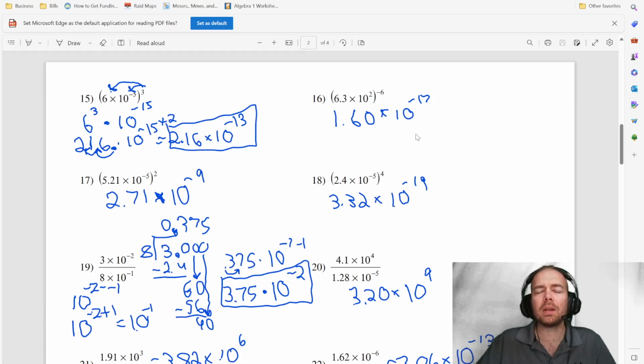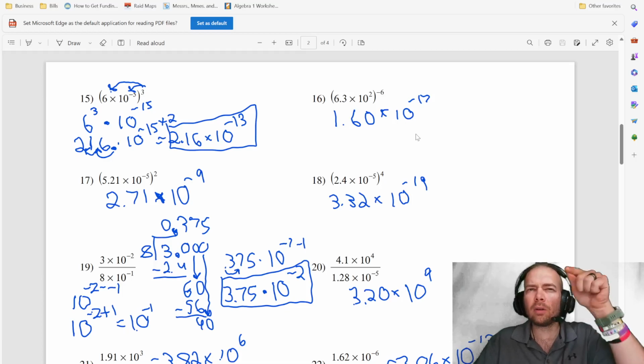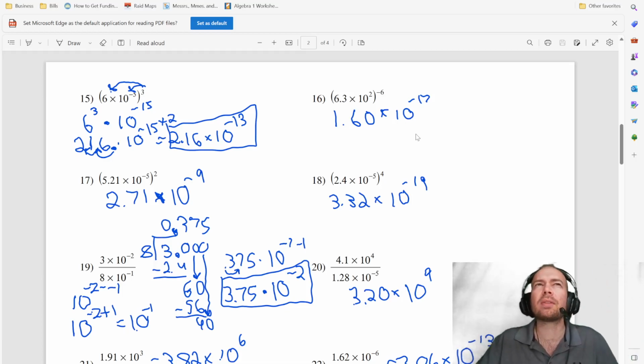Okay. The rest of them, you can just type them into the calculator. For number 16, you literally just open parentheses, 6.3 times 10 squared if you have a squared button. If not, then use the y to the x caret key, the up arrow looking key. Some calculators do it that way.